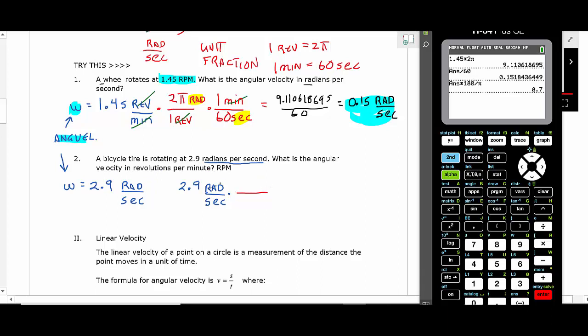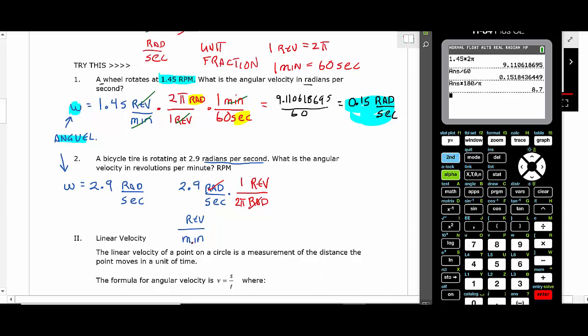So it goes like this. We don't want radians. What we want to end up with is revolutions per minute. So if I want radians to cancel, I need to have my radian in the bottom, and I want to connect that to revolutions. What we know is 1 revolution is the same as 2 pi radians. That will cancel that out, and now I'm in revolutions per second.